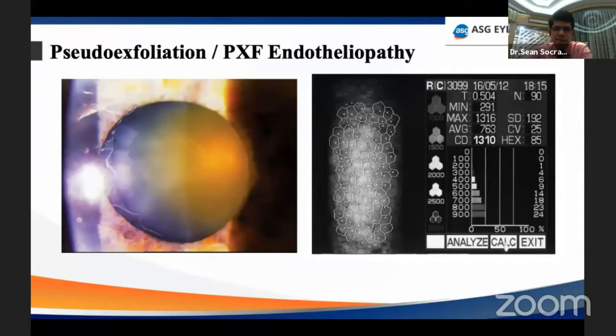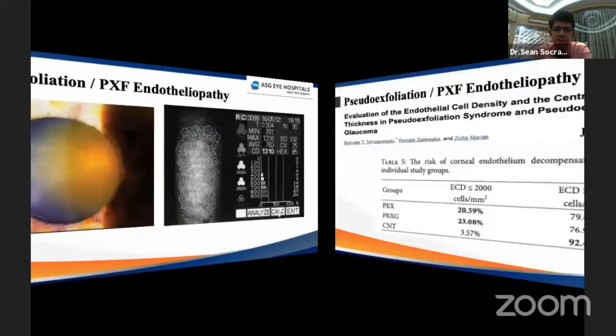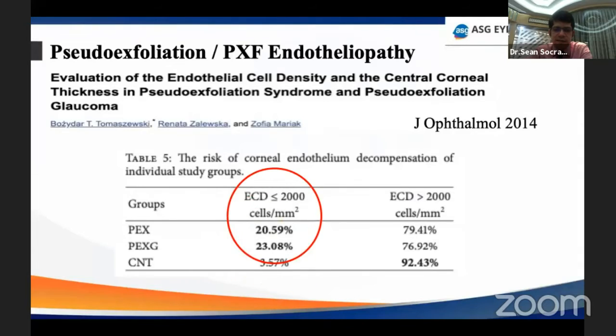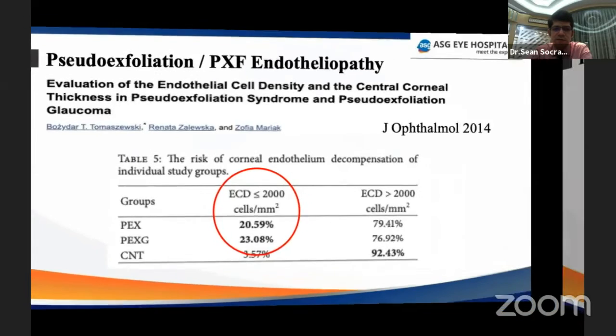Pseudoexfoliation and PXF endotheliopathy often go under-recognized. We are very well aware of the complications we'll face during surgery. We have a CTR ready. We're looking at glaucoma, but we fail to look at the endothelium. It is well reported that with PXF endotheliopathy, anything with an endothelial cell density less than 2000 has a higher chance of decompensation with or without glaucoma. In one study, almost 20 to 25% of patients had a low endothelial count. You have to be careful while handling these cases, not only due to the complexity of the cataract, but also because the endothelium is more likely to be weaker.